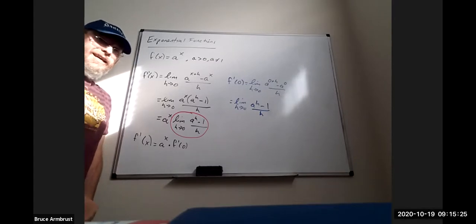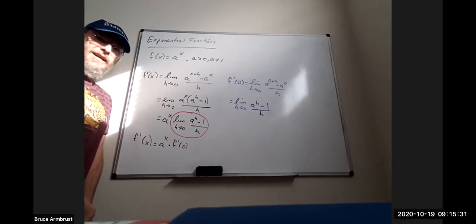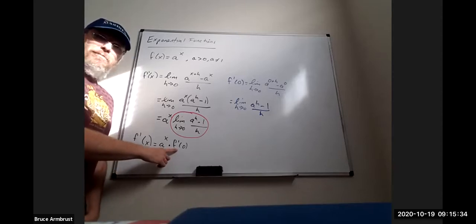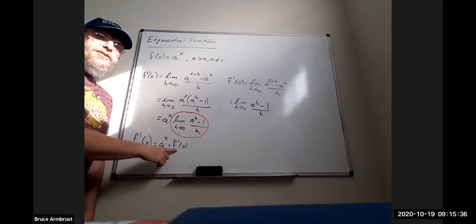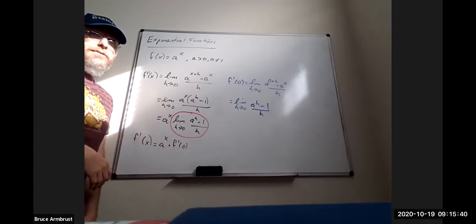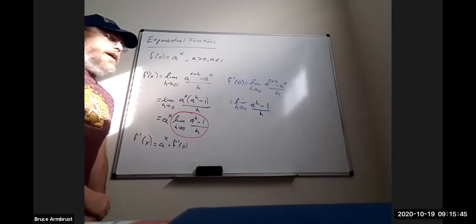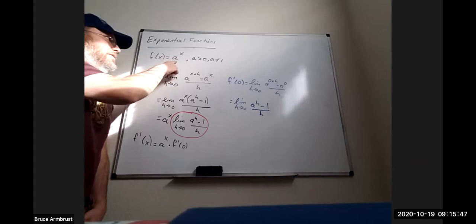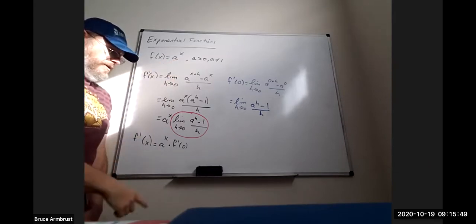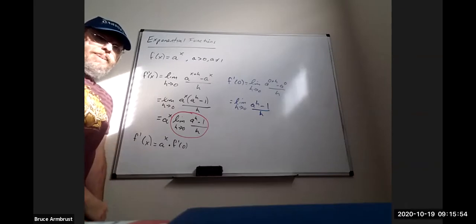So I just want you to pause for a second and look at this. This is kind of interesting. F prime of 0 is a number, right? It's the slope of the tangent line to this graph at 0. So it's just a number. But look at what we've already figured out. Exponential functions, their derivatives are just constant multiples of themselves.